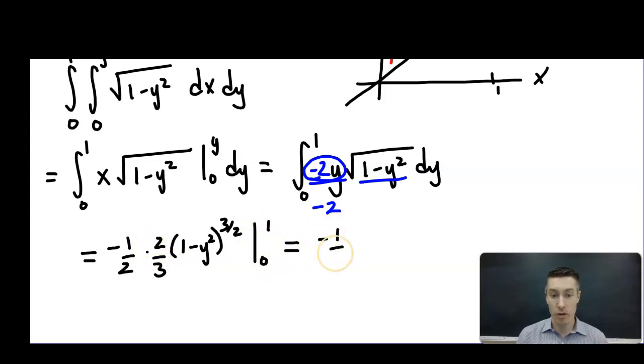So we get negative 1/3. We'll factor that out. So then if we plug in 1, we get 1 minus 1, so 0. So 0 minus, if we plug in 0, we get 1 to the 3/2, which is 1. So multiplying out, we get positive 1/3. And again, what was a very challenging problem in the order that they gave us becomes a much simpler problem.